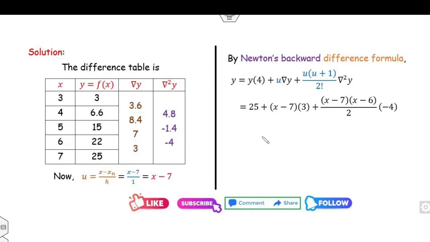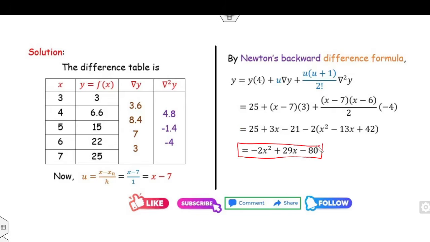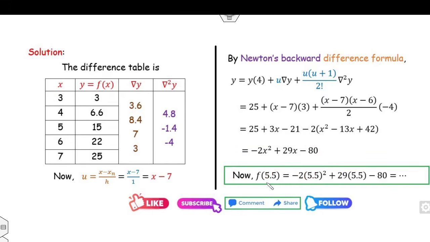Now you can open this bracket. Once you open this bracket, you will get the polynomial as this. And you can easily check your answer in the examination. How? If you take x equal to 3 and substitute, that means it's 9 plus 29 into 3 minus 80. If you solve this calculation, you will get the answer 3. That's the same as this. Now, the next part is your target is to find the value at 5.5. You can substitute this value 5.5. After the calculation, you will get the required answer.